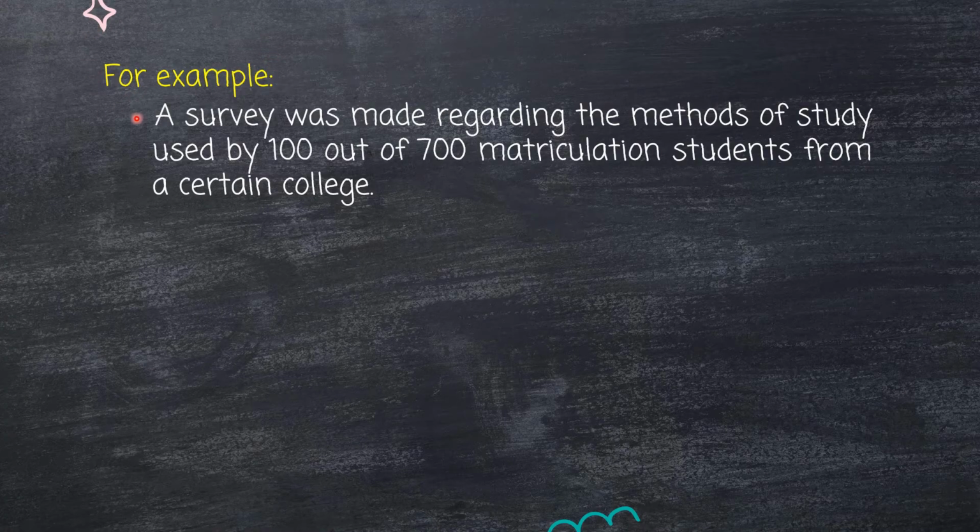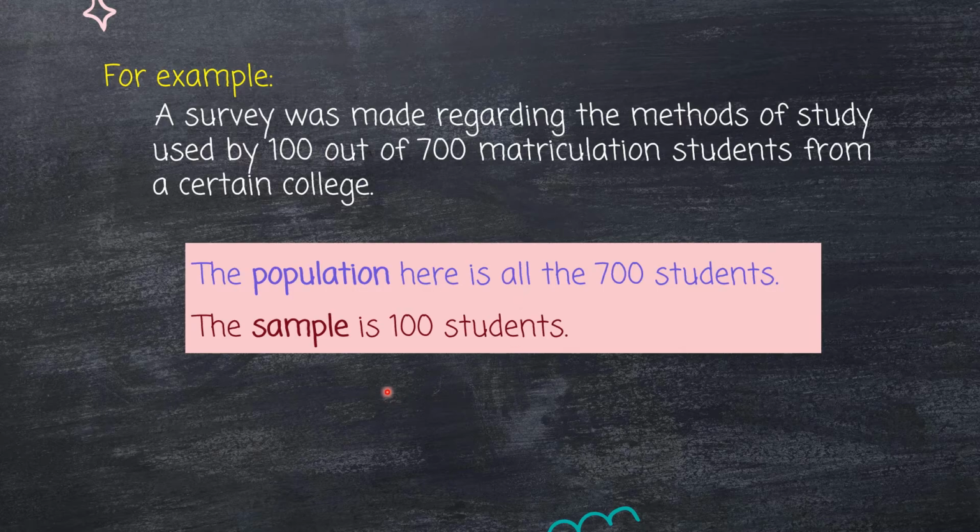Now let's discuss this example. A survey was made regarding the methods of study used by 100 out of 700 matriculation students from a certain college. So the population here is all the 700 students and the sample is the 100 students that were selected.